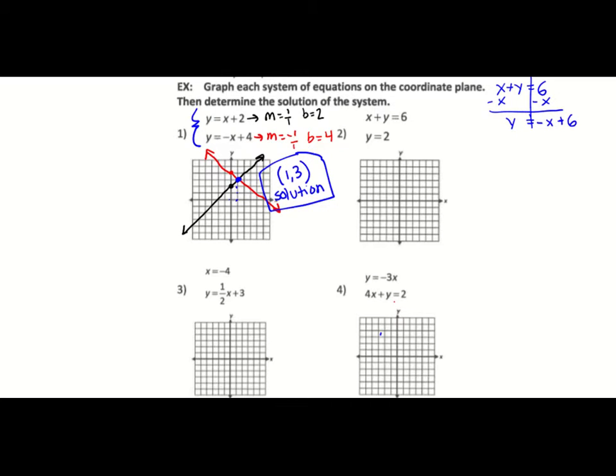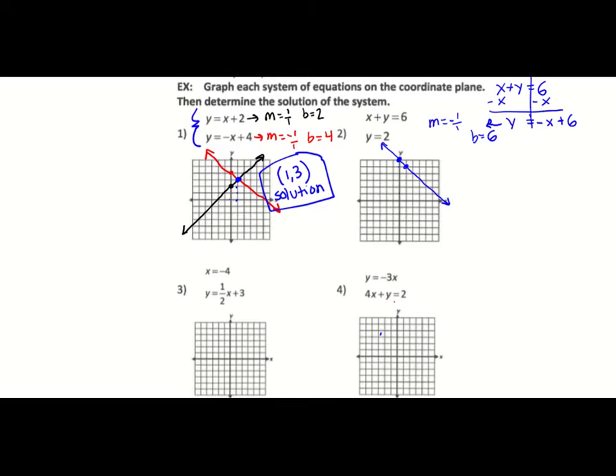So now, from this equation, I know my slope is a negative 1 over 1, and my y-intercept, my b, is 6. So I can graph those. I'm going to go up 6, 1, 2, 3, 4, 5, 6. And then my slope is a negative 1 over 1, so I'm going to go down 1 and over 1. Okay, I've got my first line graphed.